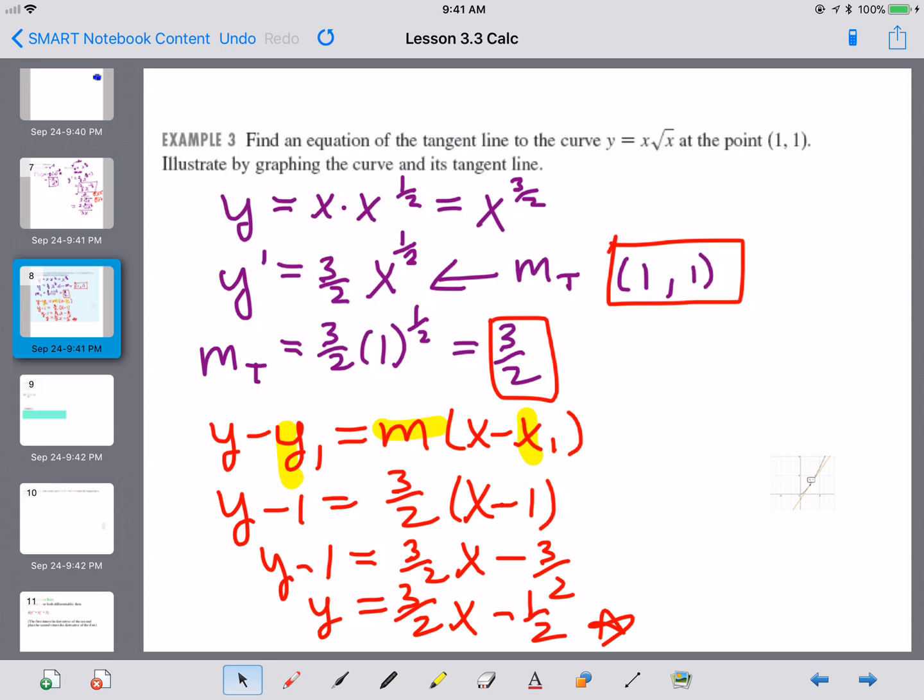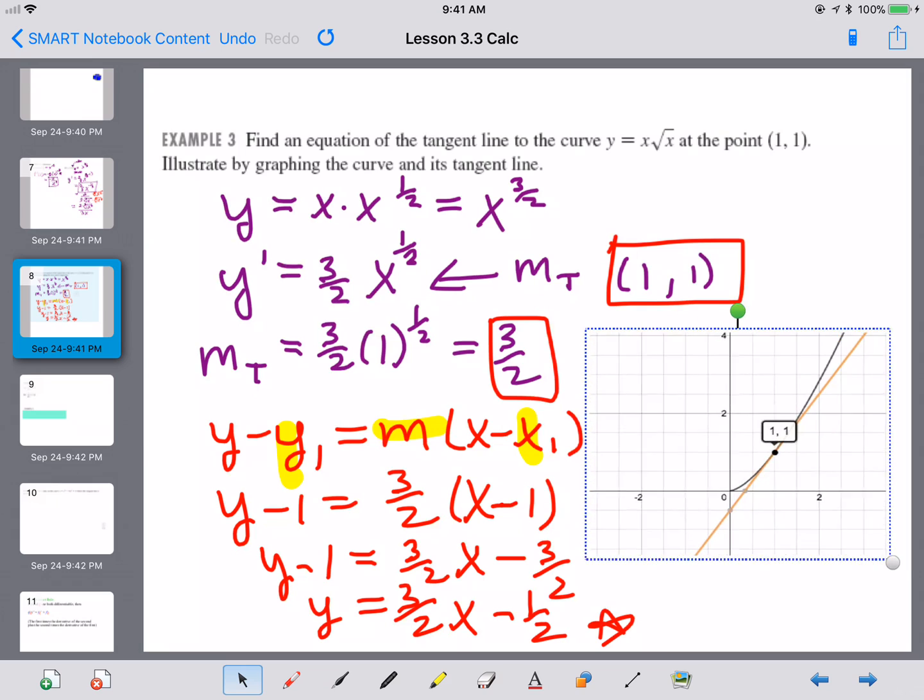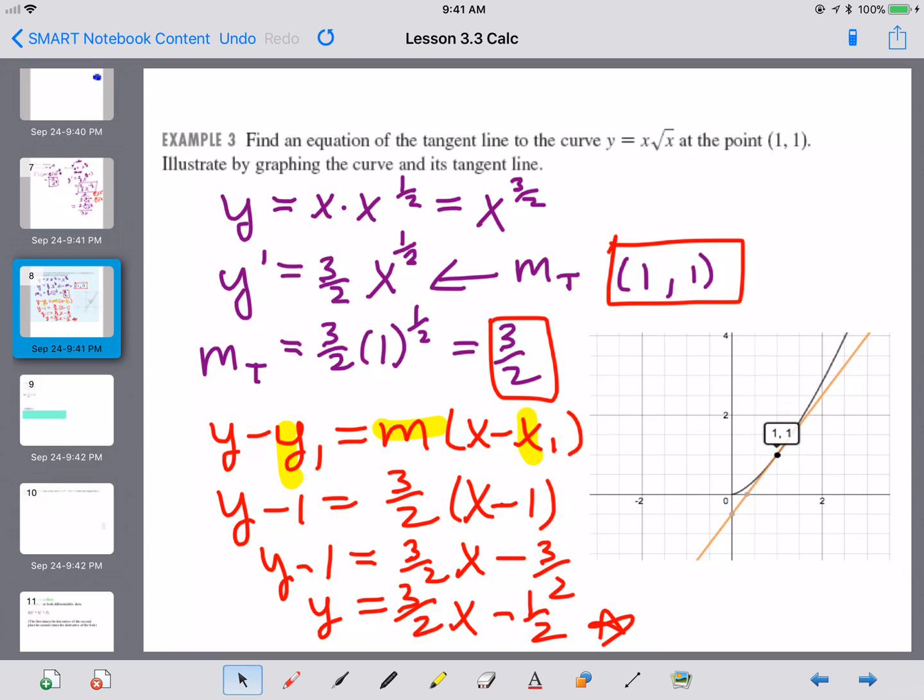It's not a bad idea if you're doing your homework. You can throw these into Desmos or some type of graphing utility. If you look, here is that equation. That's what y equals x square root of x looks like. And then I just graphed that tangent line, and you can see that it hits it exactly at (1, 1).